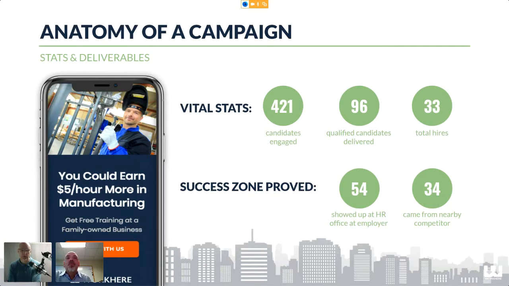The big thing though was the success zone part of it really provided the validation to that employer that, hey, this thing's really working well. As they asked the people they had hired, how did you find out about us, quite a few of the 33 were ones that showed up in that 54 number. So we were really excited about it because, look at this. Here's a good example of the power of doing a conquesting campaign.